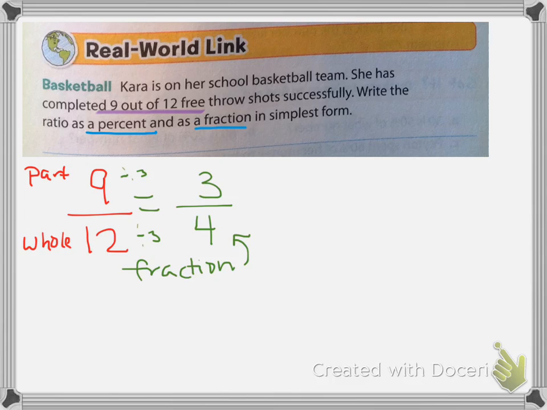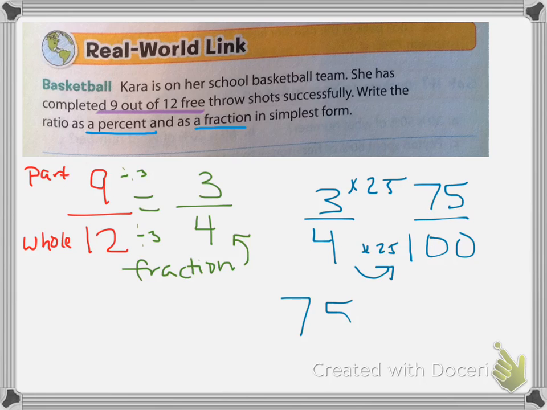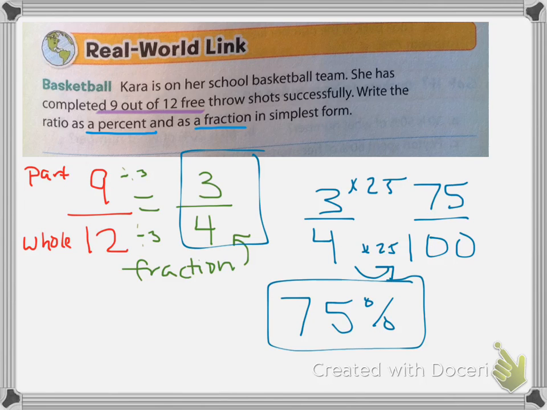Okay, so I went ahead and fixed that because I want to show you how to set it up as a proportion with the 100. So now you take the 3/4 and we're going to set that up next to 100, and we multiply by 25 to get to 100. So then we do the same on the top. So we get 75 over 100, which is 75%. So our two answers are 3/4 and 75%.